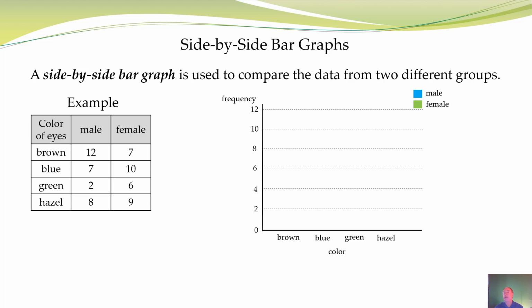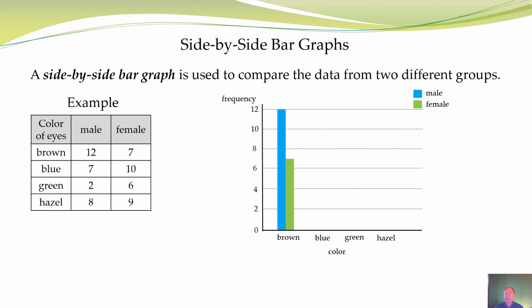We also put a legend. What's going to represent male, what's going to represent female. We're going to let blue be the male, green be the female. Now, if we look at brown, 12 males had brown eyes, 7 females. So we take the blue bar up to 12 and the green bar to 7.